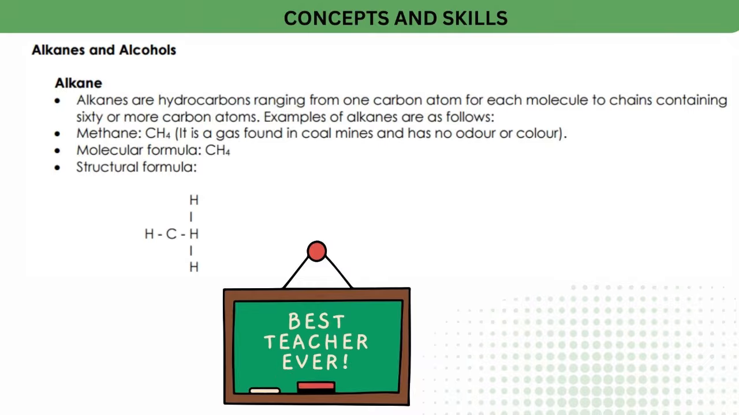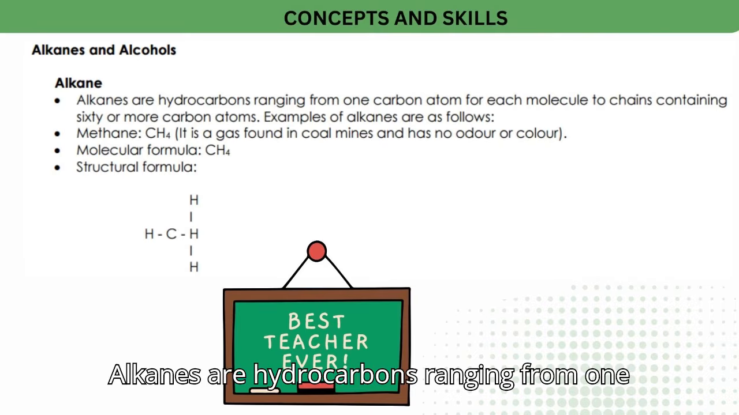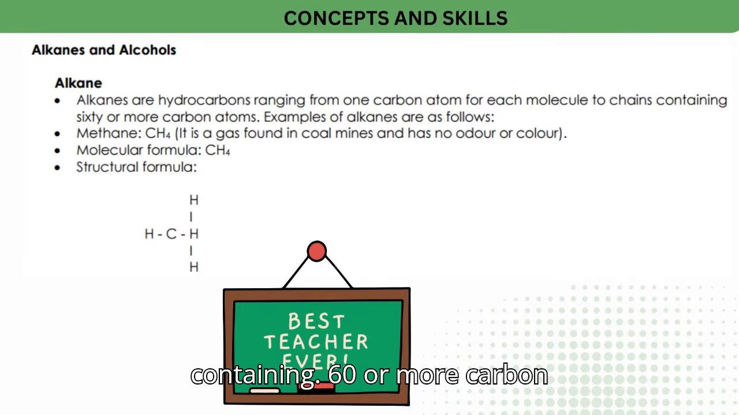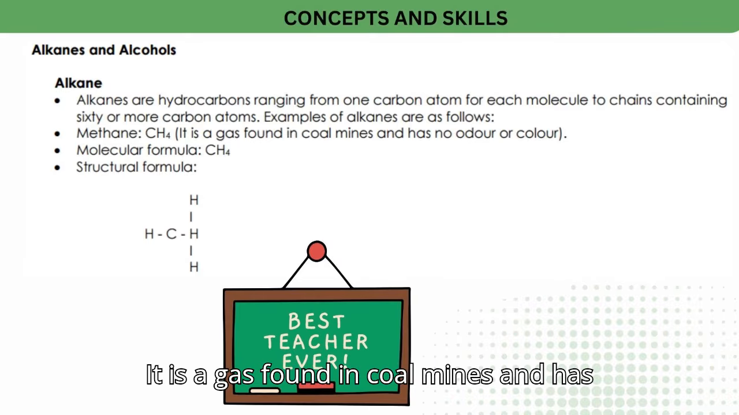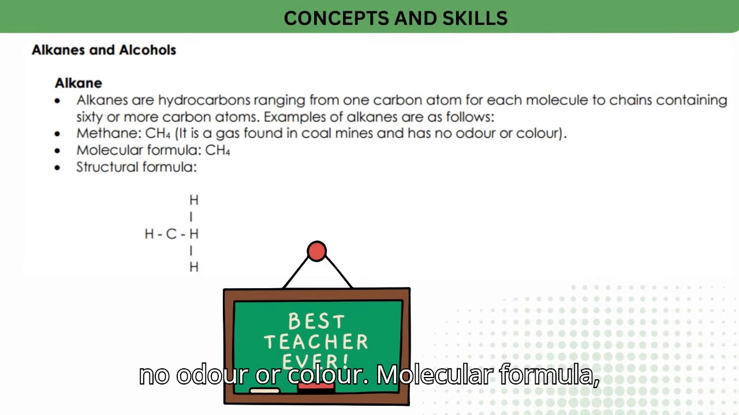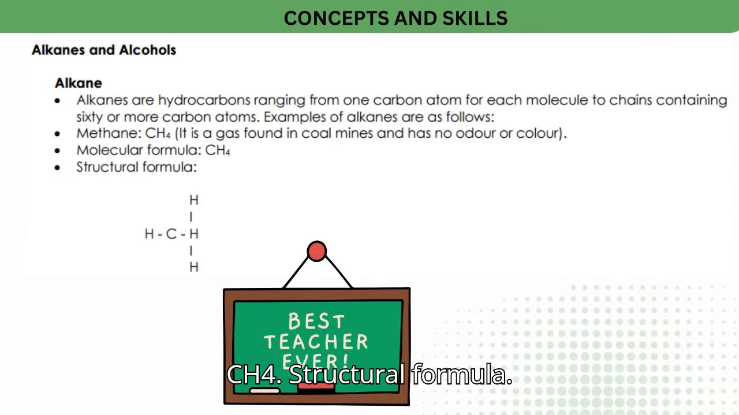Alkane. Alkanes are hydrocarbons ranging from 1 carbon atom for each molecule to chains containing 60 or more carbon atoms. Examples of alkanes are as follows. Methane, CH4, it is a gas found in coal mines and has no odor or color. Molecular formula, CH4. Structural formula.